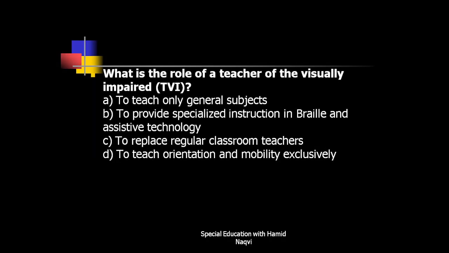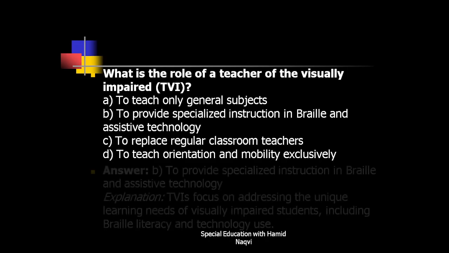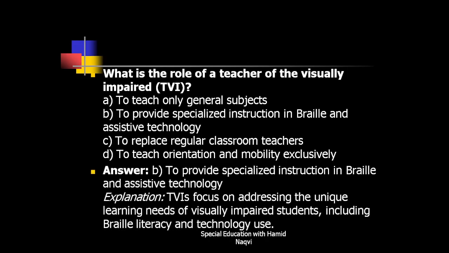are visually impaired. What is the role of a teacher of the visually impaired? To teach only general subjects, to provide specialized instruction in Braille and assistive technology, to replace regular classroom teachers, or to teach orientation and mobility exclusively? The answer is to provide specialized instruction in Braille and assistive technology. TVIs focus on addressing the unique learning needs of visually impaired students, including Braille literacy and technology use.